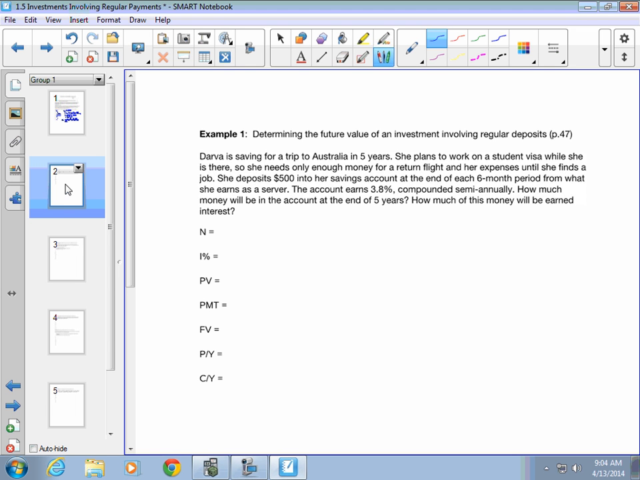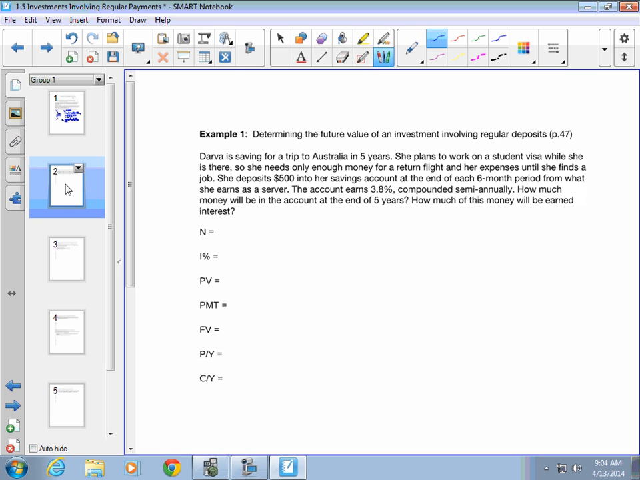Darva is saving for a trip to Australia in 5 years. She plans to work on a student visa while she's there, so she needs enough money for a return flight and her expenses until she finds a job. She deposits $500 in her savings account, so that is her payment. She's got nothing in there to start with, right?